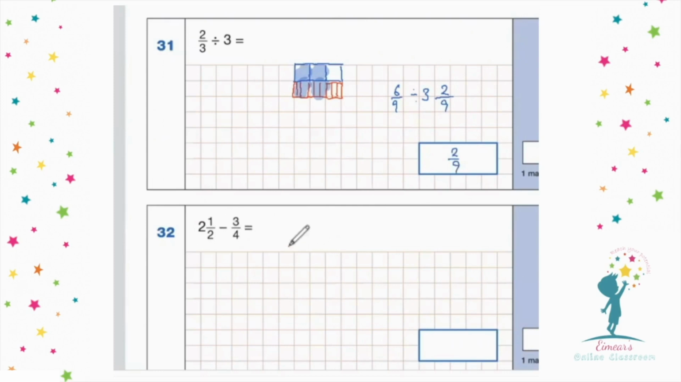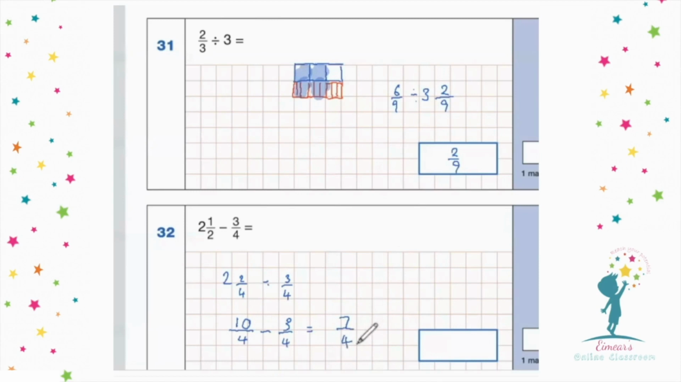2½ minus 3/4. So if they're good with halves and quarters, they'll know that a half is the same as 2/4. So we have 2 and 2/4, and we're taking away 3/4. We could just make this really easy, and we're going to multiply the 2 by 4 to make this an improper fraction. 2 4s are 8 plus the 2 is 10. So we actually have 10/4 minus 3/4. So our answer is 10 minus 3 is 7/4.